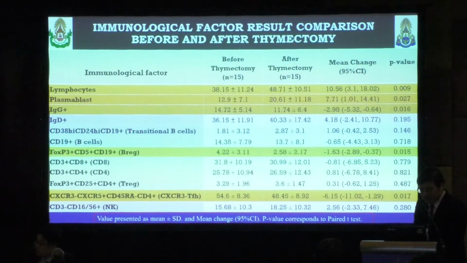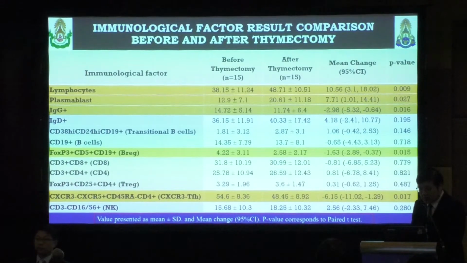Another table shows the comparison between before and after thymectomy. We see that the lymphocyte level of the thymectomy group increases significantly after thymectomy, along with plasmablast. But T follicular helper cell and regulatory B cell decrease significantly.